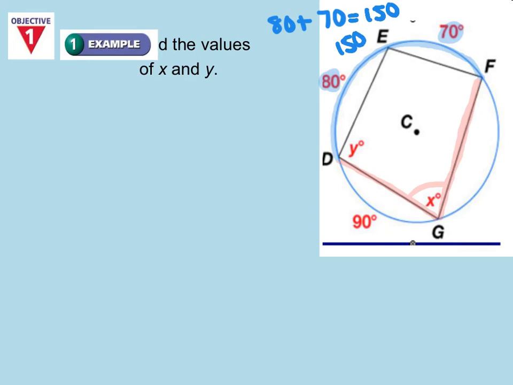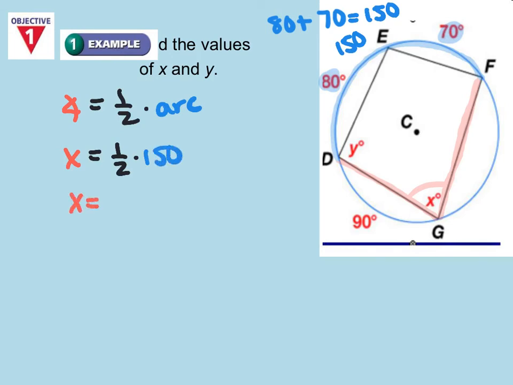So if I want to use the formula that the angle equals 1/2 times the arc, the angle x equals 1/2 times the arc, which is 150. So this gives us that x equals 75, which I can fill in on the diagram.